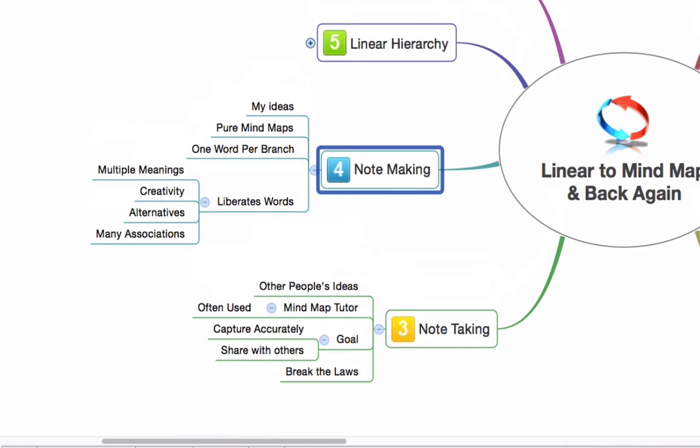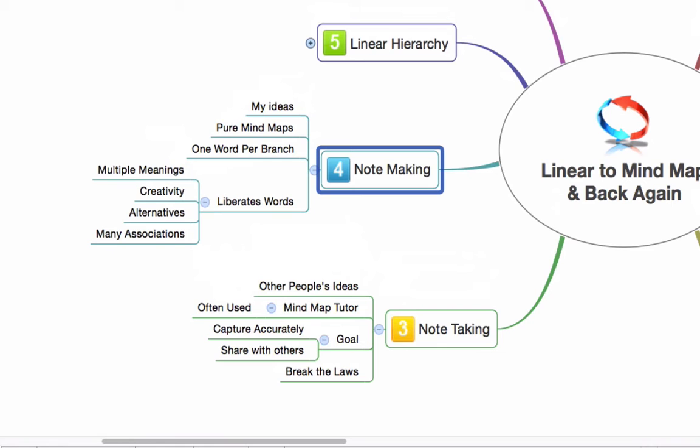Note making is when I capture my own ideas, and in many instances I use pure mind maps in the situation where I use one word per branch, because the goal is actually to liberate the words. I'm looking for multiple meanings, I'm looking for creativity, associations, alternatives, or solutions to a problem. So that's briefly my note-taking system.